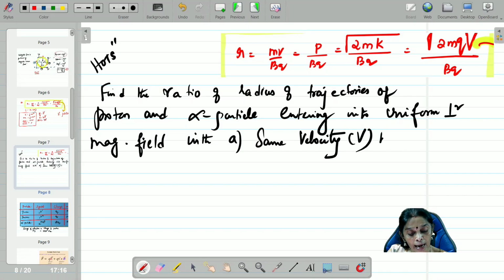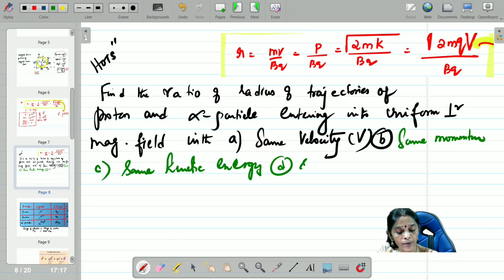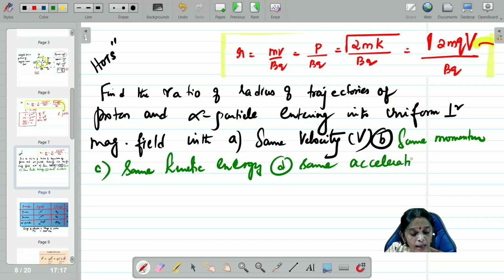B part of the question, another case, with the same momentum it is entering. And C part of the question, with the same kinetic energy. And D part of the question, with the same accelerating potential. How many questions? Check that. So let us see all that, children.